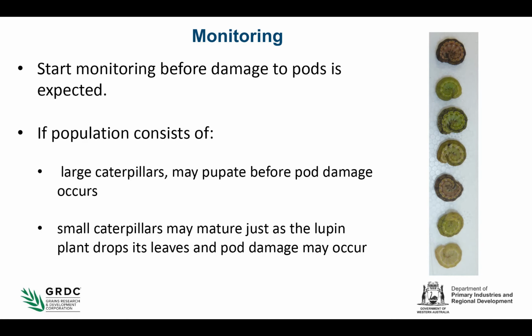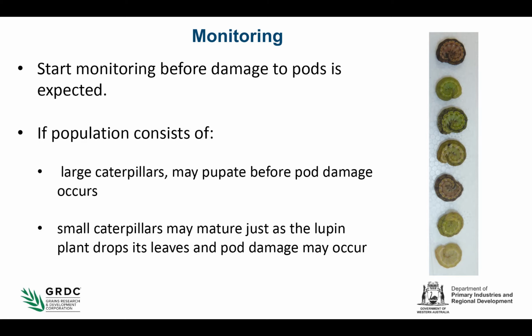You can see along the side here, this is from a sweep net sample I took a few years ago, and you can see that native budworm do come in a range of colours, but that longitudinal white line along its side is very, very obvious.